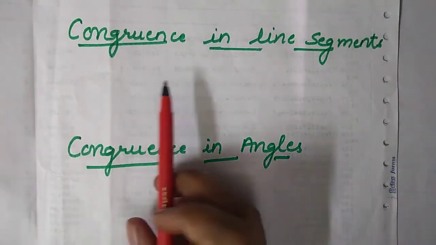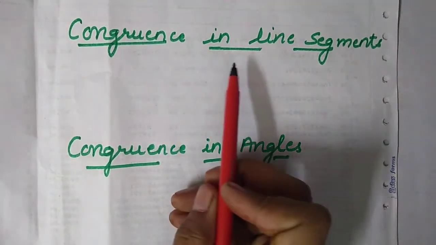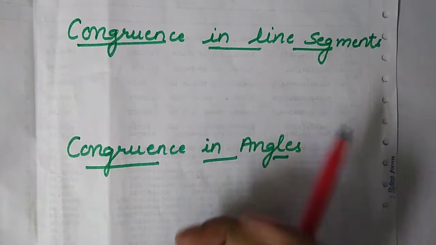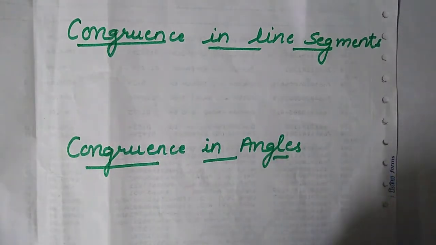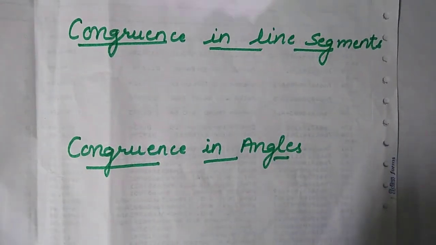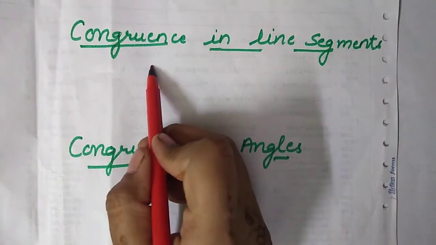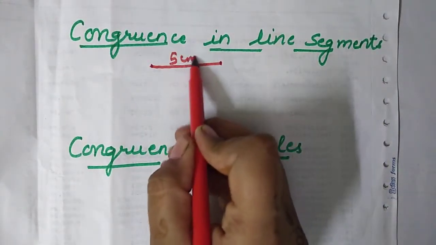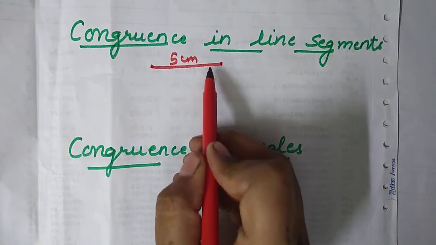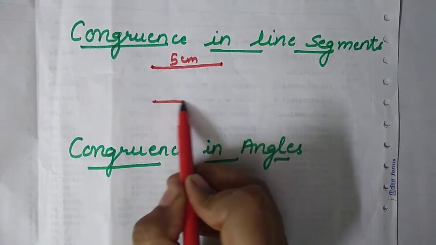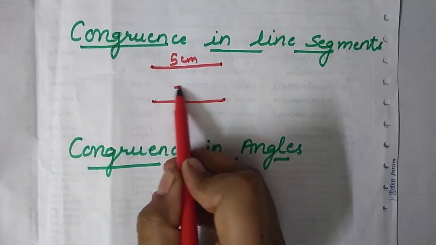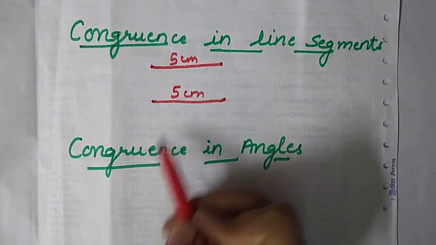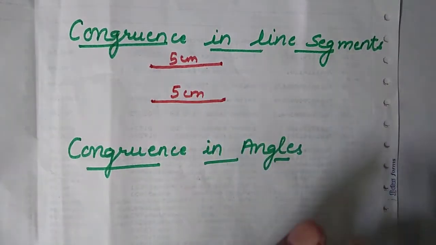After that, we have discussed congruence in line segments. Two line segments are congruent if and only if they have equal length. Suppose this is a line segment and I am saying this is 5 centimeter. So this line segment is congruent to another line segment having the same measurement, that is 5 centimeter. Then and only then the lines are congruent.